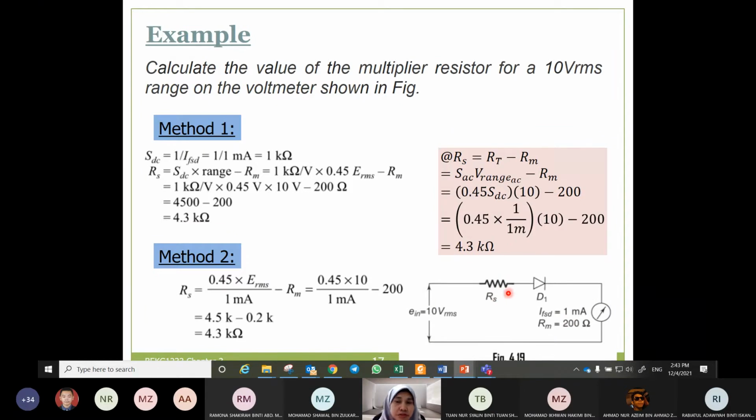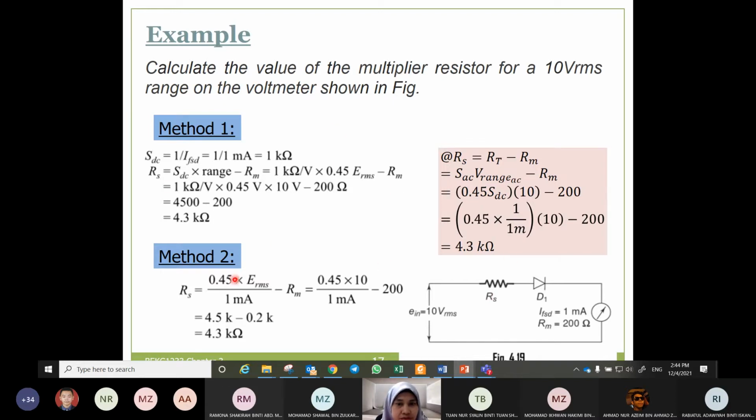We remember in previous chapter to design or to convert a PMMC construction into a voltmeter, we add series resistor, right? Or multiplier resistor. Series to the PMMC. But to read AC signal, we should add a diode. So this circuit will become AC voltmeter with half-wave rectifier. Okay. So now we should find RS, the value of RS.